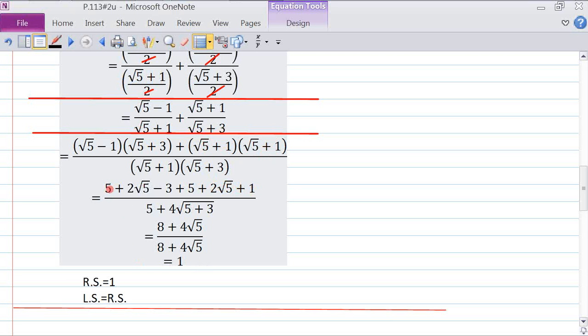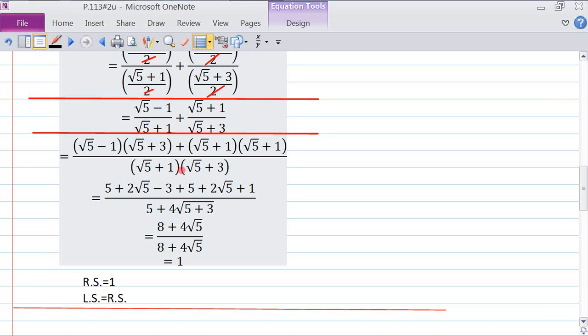So you can see over here that what I've got is 5 minus 3 is what? 2. 2 plus 5 is 7, plus 1 is 8. So I'm left with 8. And here I've got plus 2 root 5 and plus 2 root 5, but I got 4 root 5.